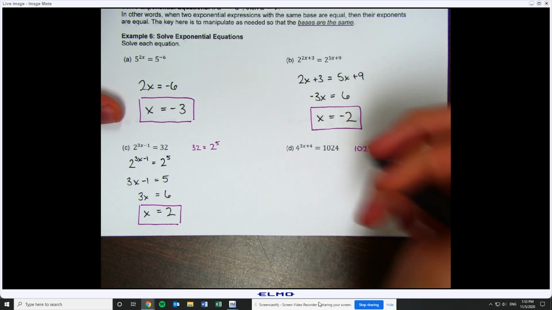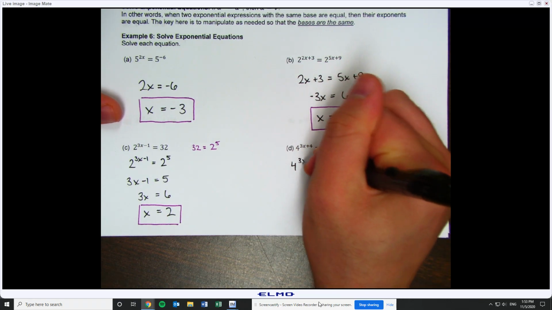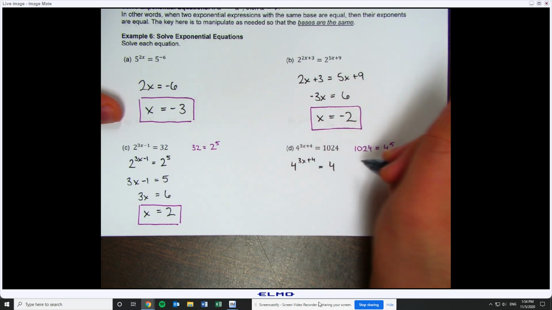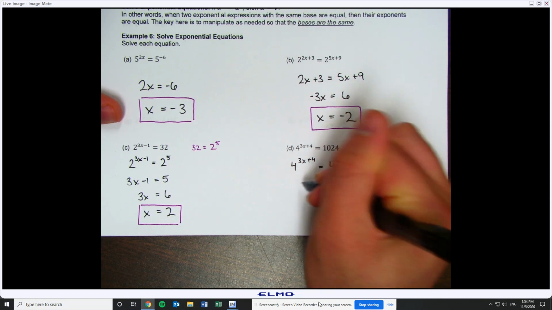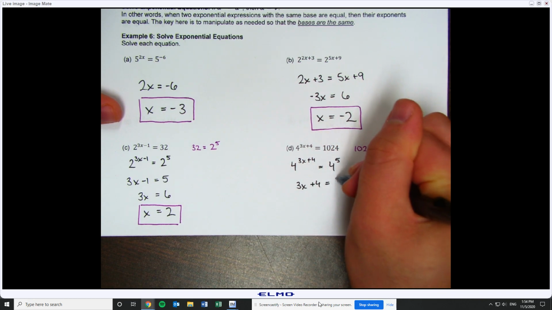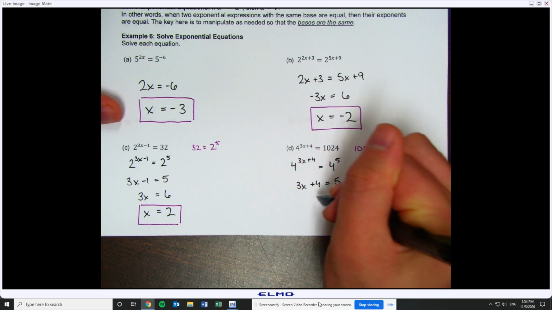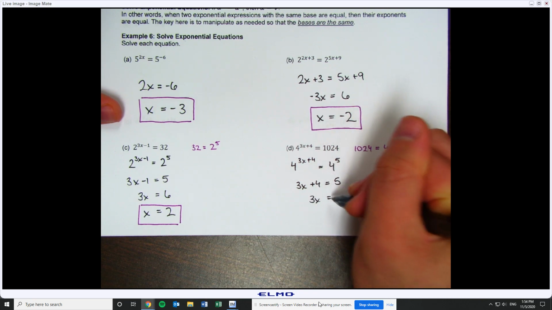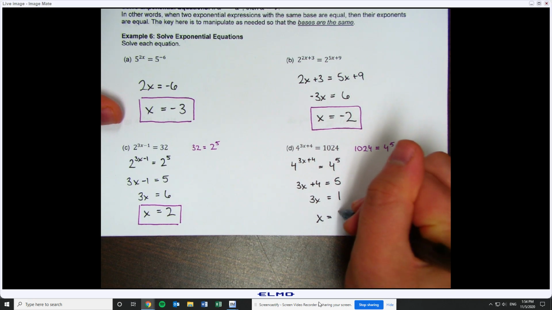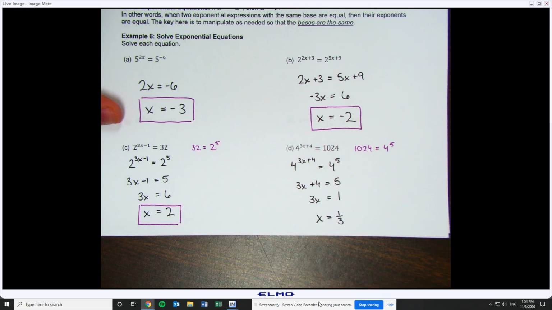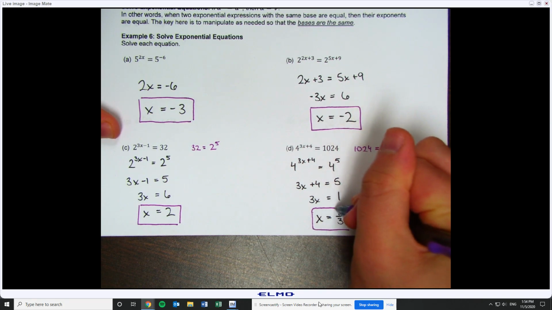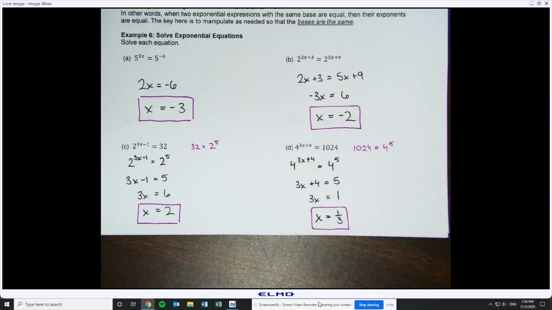All right, we know what to do from here. This is 4 to the 3x plus 4 equals 4 to the 5th power. They have the same base, so I can look at the exponents, subtract the 4, I have 3x equals 1, divide by the 3, and I have x equals 1/3. That's it. That's all you got to do.